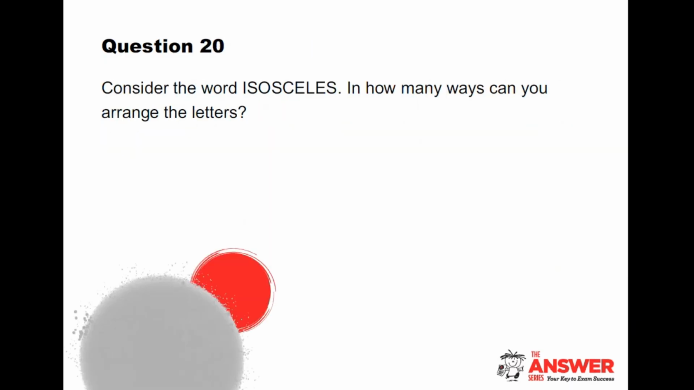Whoa, here comes a word. Now I'm getting repeated letters. So consider the word isosceles. In how many ways can you arrange the letters? Okay, so I've got 9 letters, so it's 9 factorial. Simple. Why am I doing this at this level where I've done so many other questions before? Why is it not the same? Well, the problem is I've got 3 S's. I've got 2 E's. So that's going to cause us a problem.